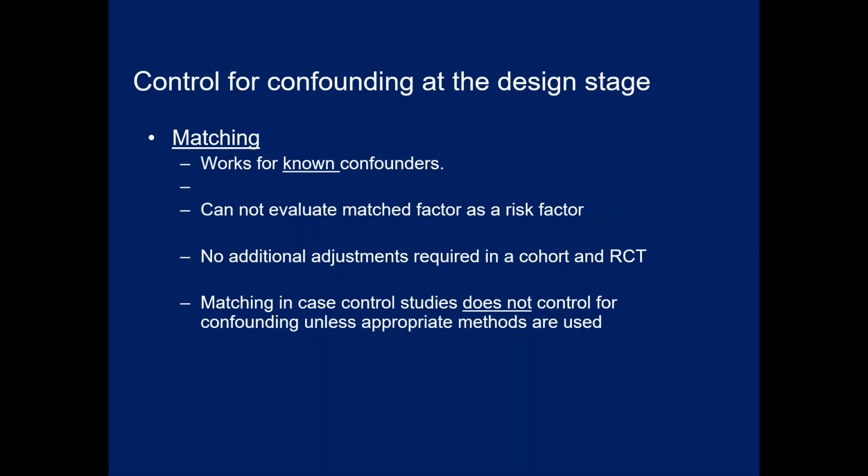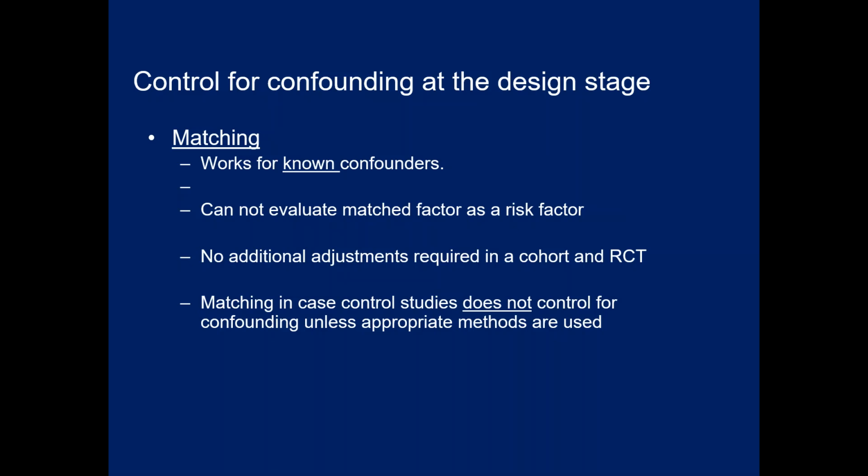The problem is it only works for known confounders. It's also used for a variety of reasons in study design that have nothing to do with confounding. They have to do with optimizing and reducing sample size requirements and so forth. And the problem with it is you can't evaluate the matched factor as a risk factor. So if you match on something, you need to be really sure that it is that risk factor and that you're not going to want to explore its effects independently. Okay, so it's not a really good technique to use unless we really understand the problem we're investigating.